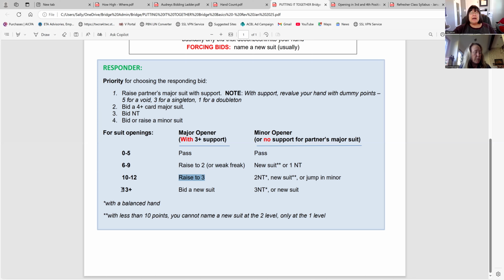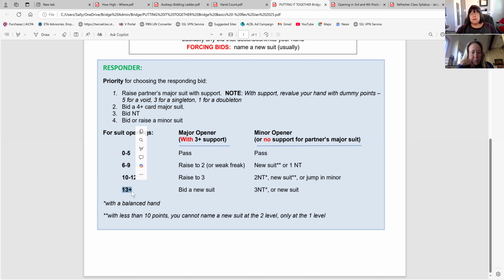If you have an opening hand of your own, 13 or more, you know you belong in game with your partner. You know you belong in game, but you don't bid it right away. Even though partner has opened 1 heart, you have an opening hand revalued with your points. You've got support for partner. You don't bid 4 of the suit. You know immediately that's where we're going to wind up, at least there. I'm not going to stop until I get there, but you don't bid it right off the bat.